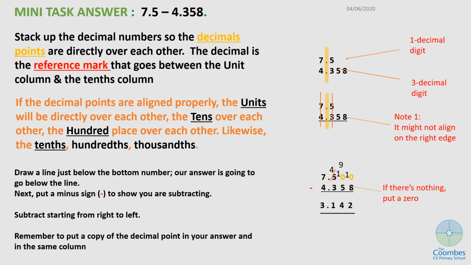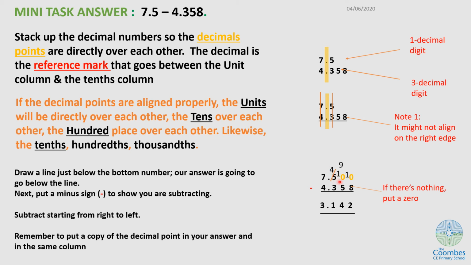So I now have 7.500 and I'm taking away 4.358. When I do that, I start from right. Now 0 take away 8, I can't do that. So I have to come to this column to borrow, but there is nothing there. So what I need to do is to come to the next column. Now there is a 5 here, and I'm going to borrow 1. Now when I borrow 1 from 5, 4 remain.